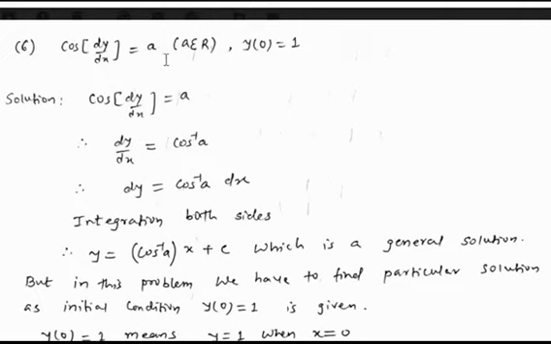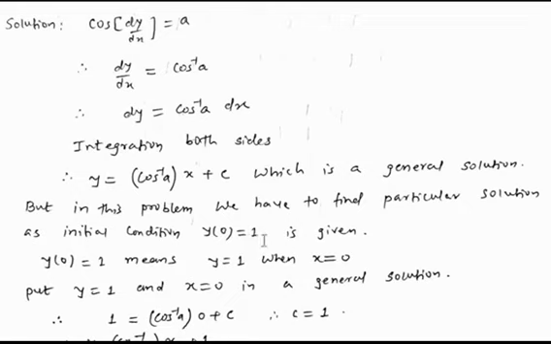Here cosine of dy by dx is a, where a is any real number, and the initial condition y of 0 equals to 1 is given to us. Cosine of dy by dx equals to a. So dy by dx will become cos inverse of a. Now applying the concept of variable separable form, dy equals to cos inverse a into dx. Now integrating both sides, integration of 1 with respect to y gives y, and integration of 1 with respect to x gives x, and cos inverse a is a constant value, plus c. Now the initial condition y of 0 equals to 1 is given to us, so based on this condition we have to find out the value of constant term c.